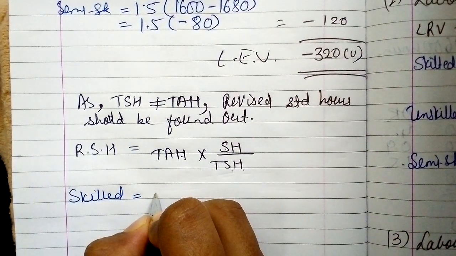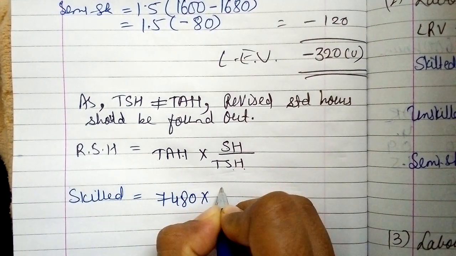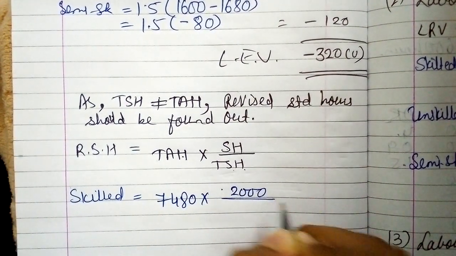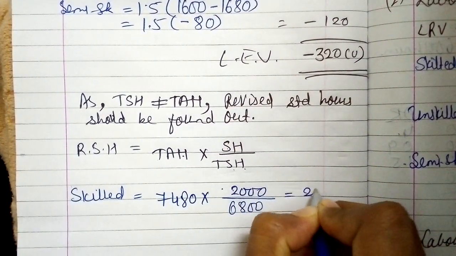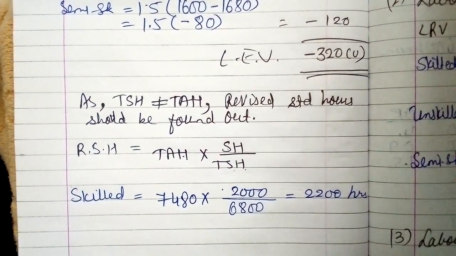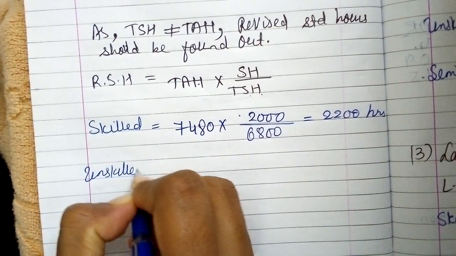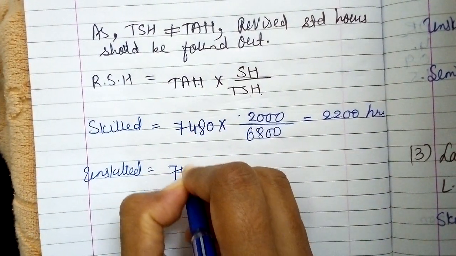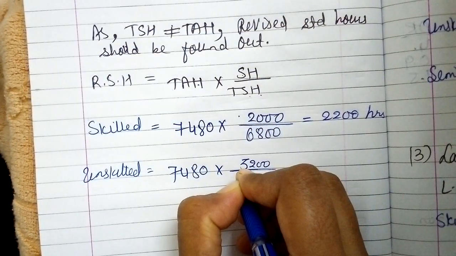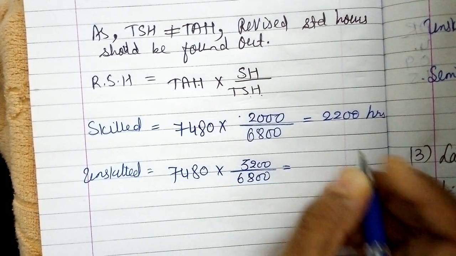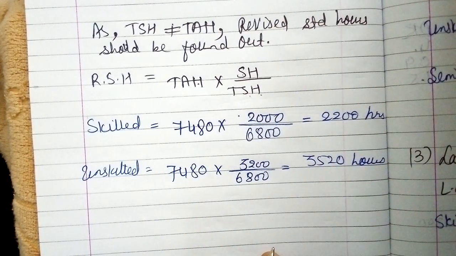Alright. So for skilled workers, total actual hours 7480 into standard hours 2000 divided by 6800. So there will be 2200 hours. For unskilled workers, 7480 into 3200 divided by 6800. So that would be 3520 hours.